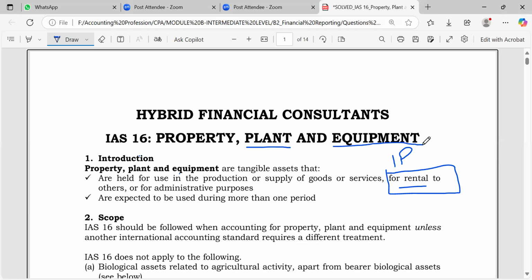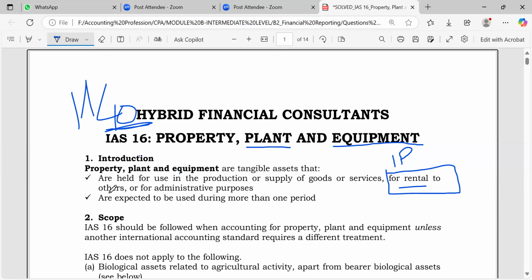Because whenever you have plant and equipment, this is not property. So automatically plant and equipment do not fall under IAS 40, because IAS 40 specifically speaks of property. So you should get the picture why you see this word rental here.